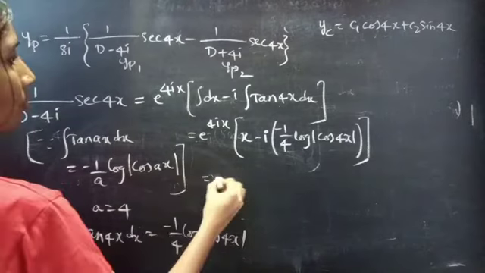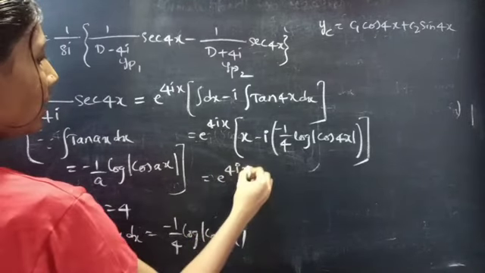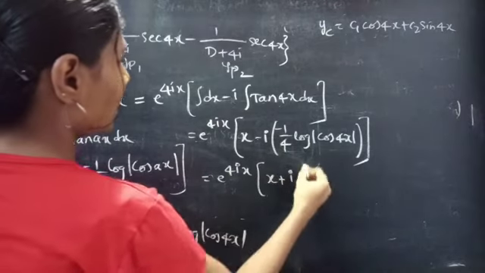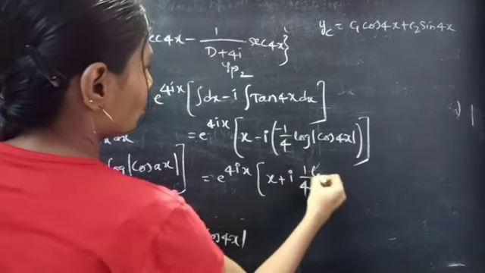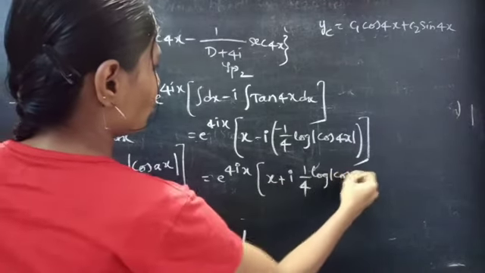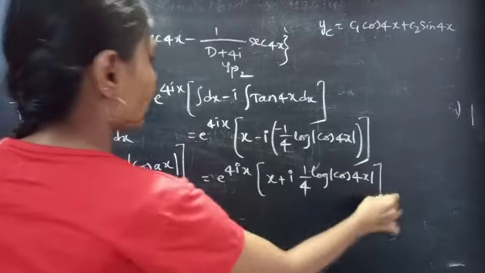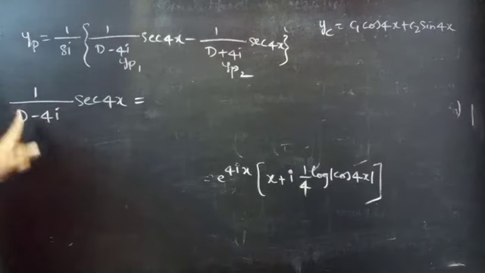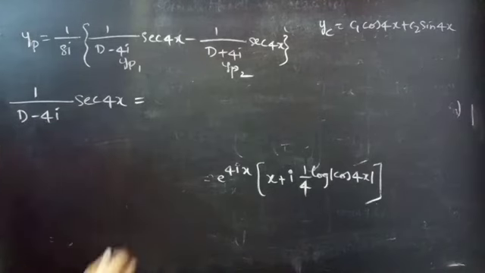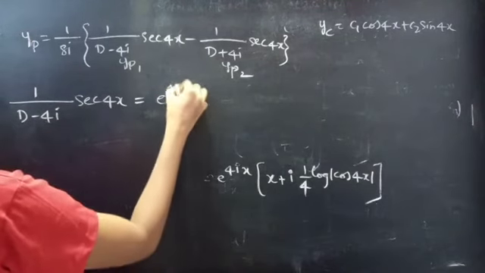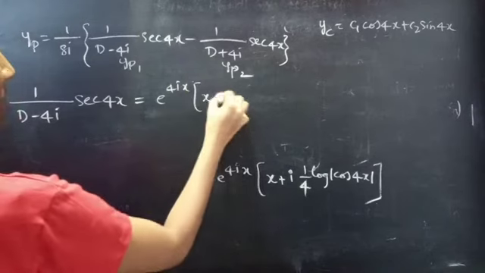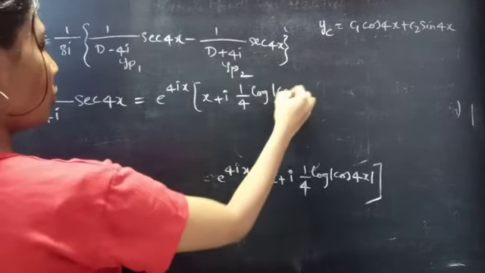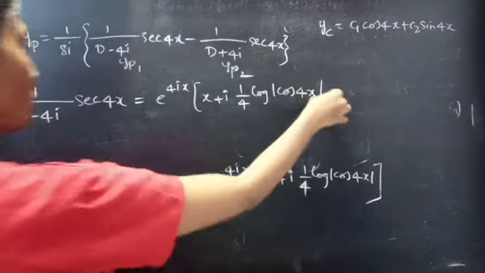Which equals e power 4ix into x minus into minus, plus i into 1 by 4 log mod cos 4x. Therefore, 1 by D minus 4i into secant 4x equals e power 4ix into x plus i into 1 by 4 log mod cos 4x.